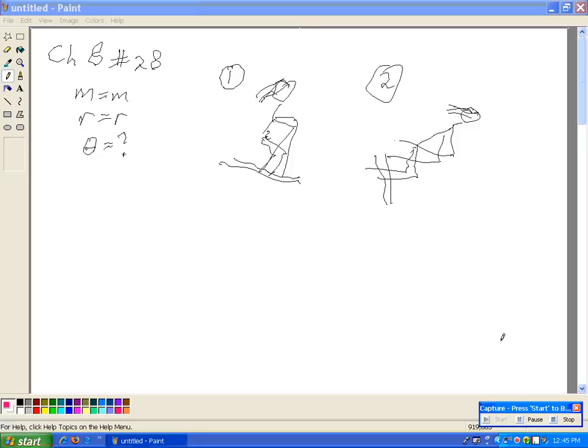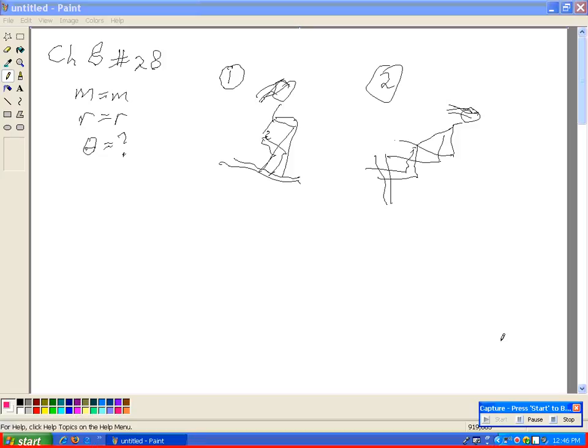Okay, this is chapter 8, number 28. But before I forget, for those of you who are not at school on Friday, also added on to the homework was to see the video chapter 9, number 22. Chapter 9, number 22 is about impulse.